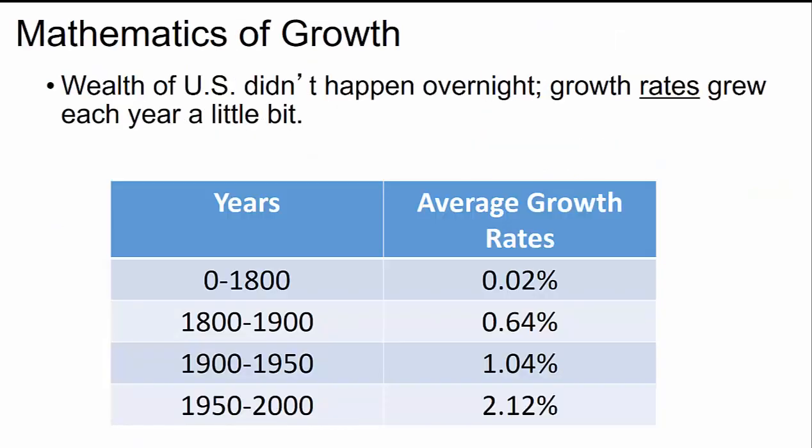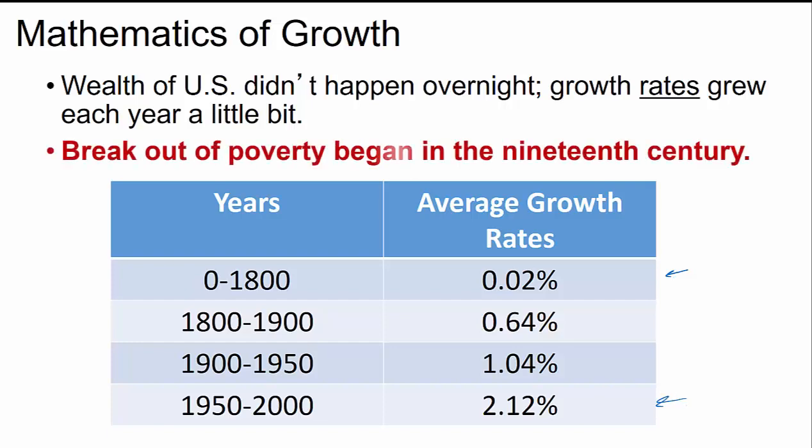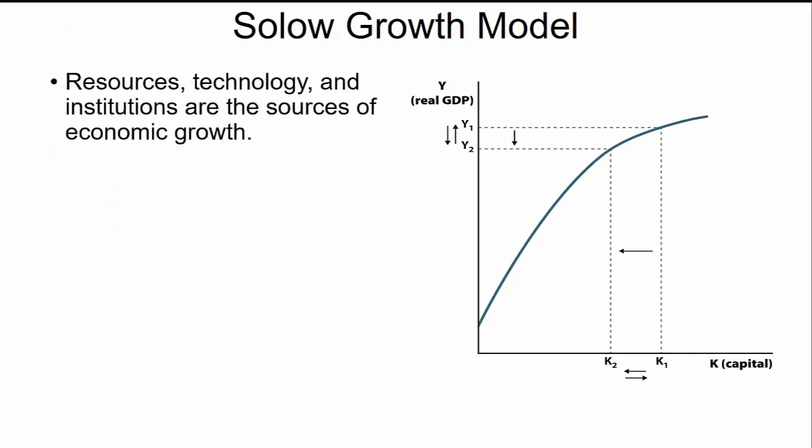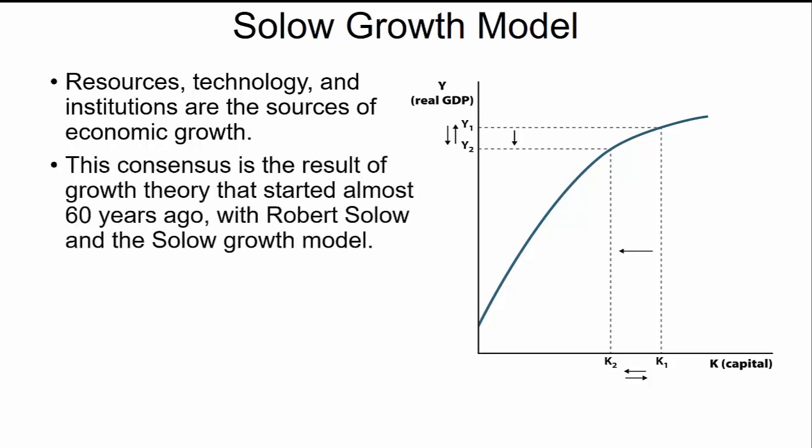By the way, I mentioned the growth didn't happen overnight. We had very small growth rates from 0 to 1800, and then you can see it's moved up from the 1950s on. It's about 2% per year. So let's talk about the Solow growth model. What this does is, if you look at it, it's comparing our real GDP to our capital. The Solow growth model basically says that our GDP, our income, is a function of the capital we have in our economy.